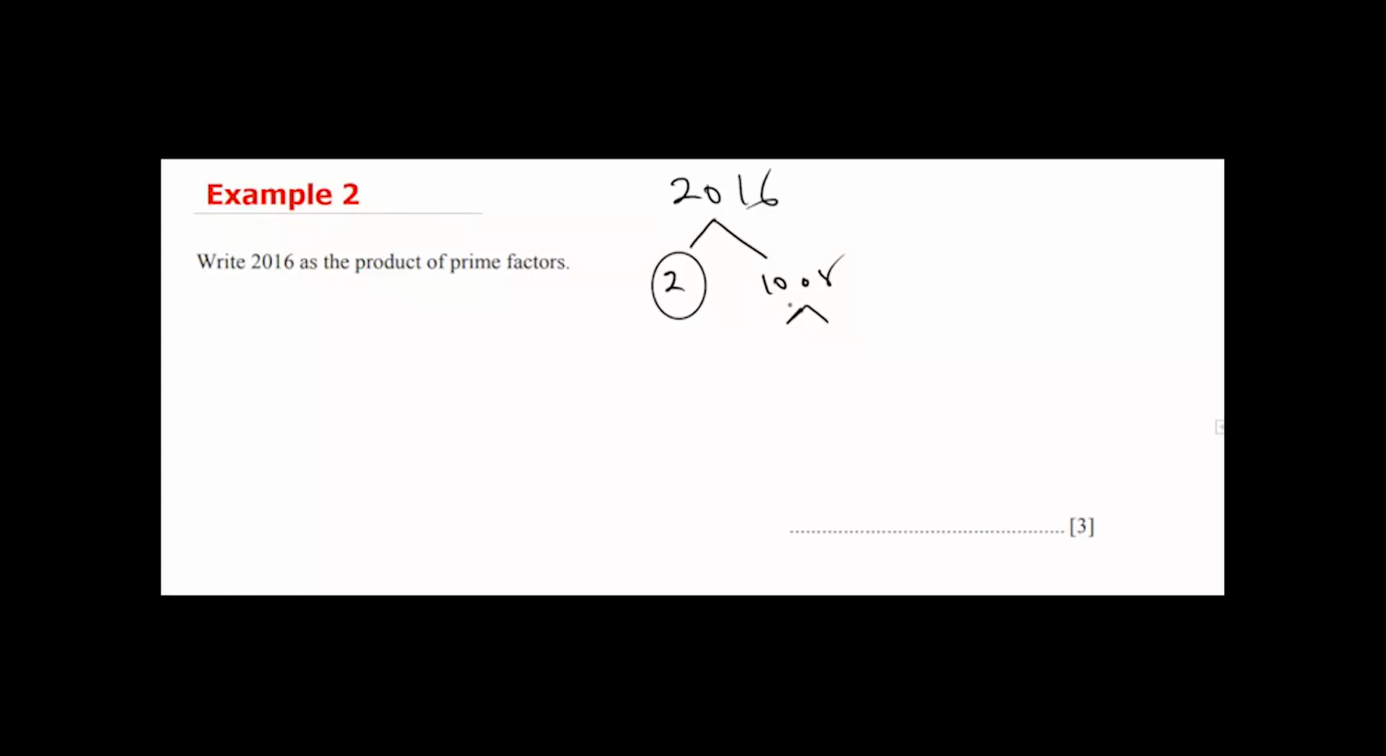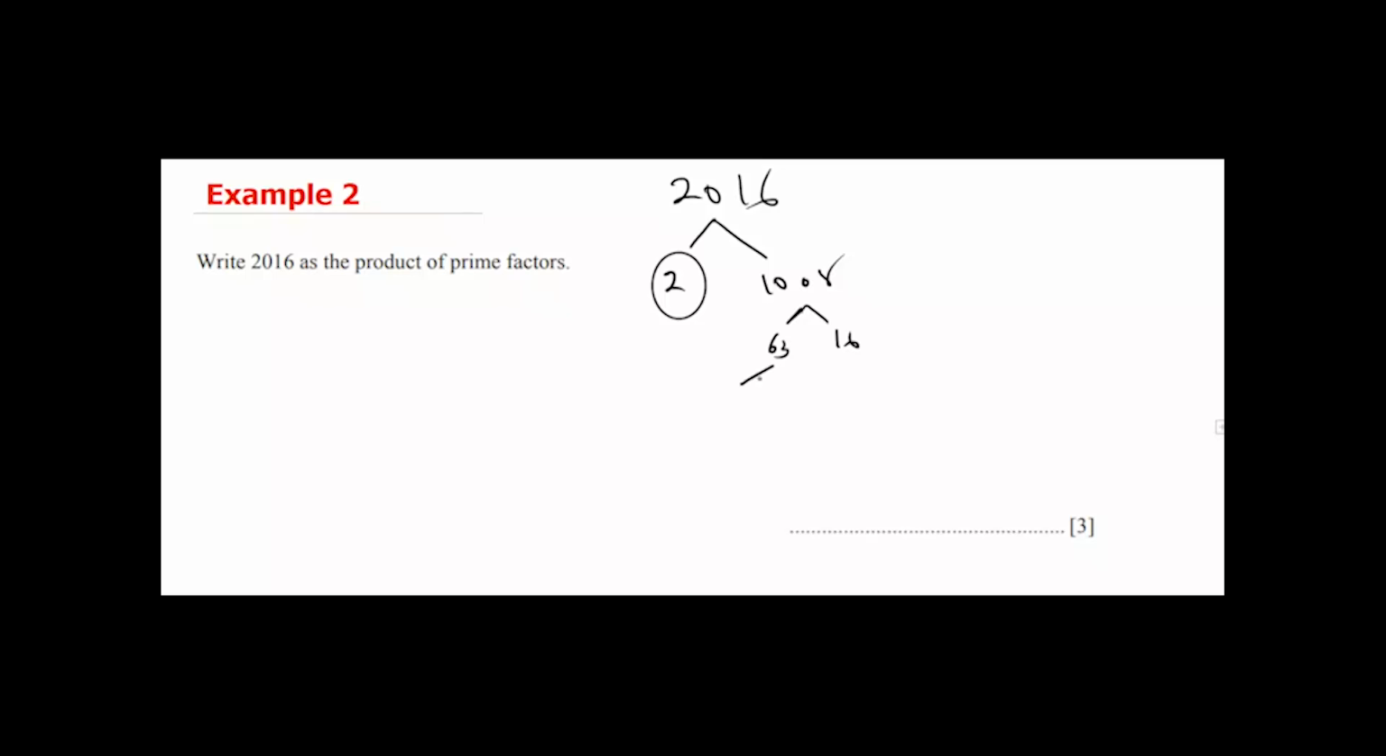So that means I can say 1008 is the same thing as 63 times 16. So why did I do this? Because if I continue to divide by 2, it will take a long time. So that's why I have to check, is it divisible by 4? Yes. I tried 8, I tried 16. And now I have to break 63 and 16 again.